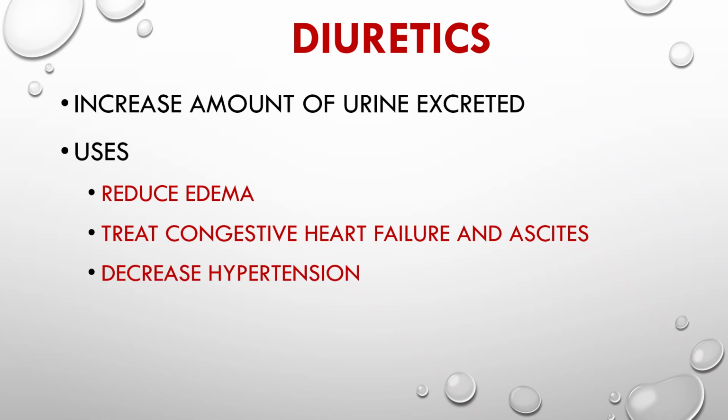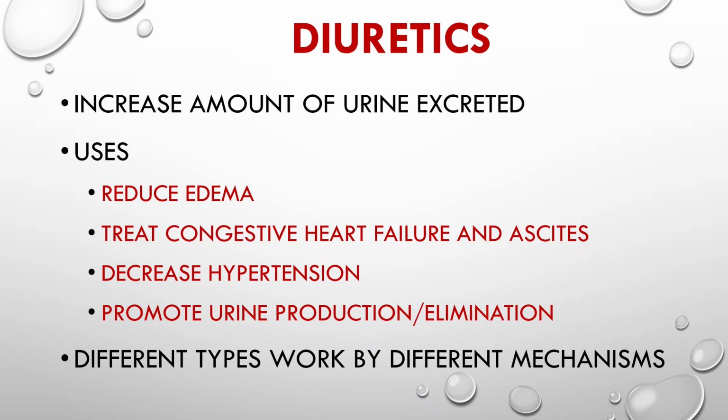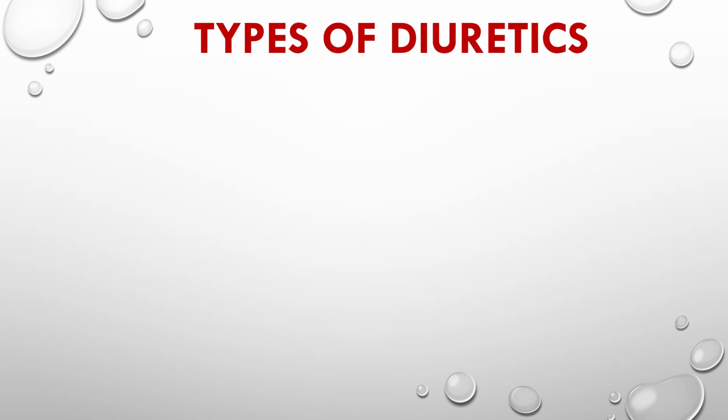It also helps treat hypertension, which is why we were talking about it last time. So by decreasing the water there, it can help change the blood volume and help the blood pressure go down. It also helps increase urine production and elimination that can be useful in different, especially kidney diseases. So there are different types that work a little bit differently, but all for the same effect. So they're all increasing that urine output.